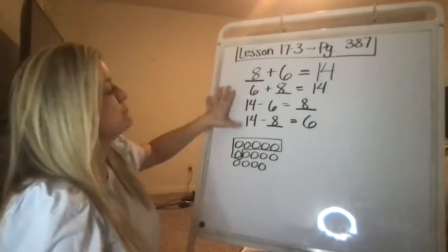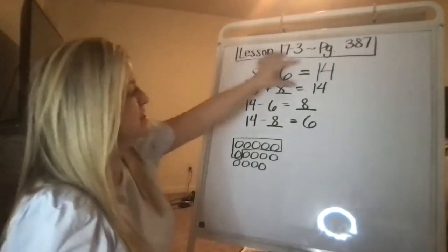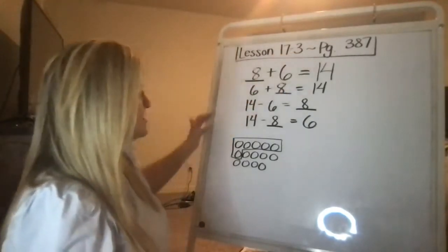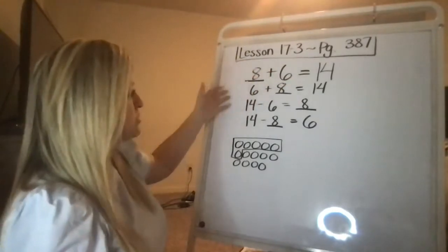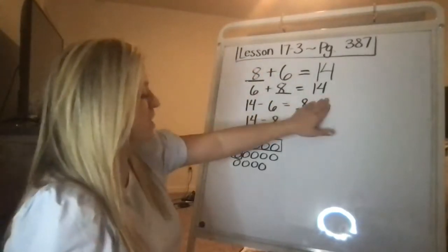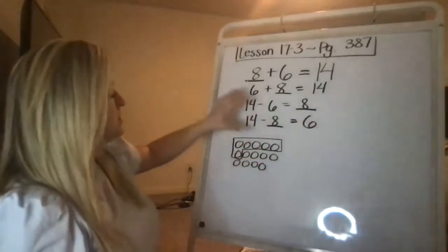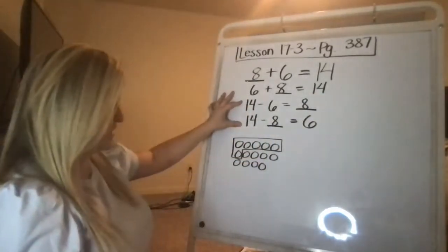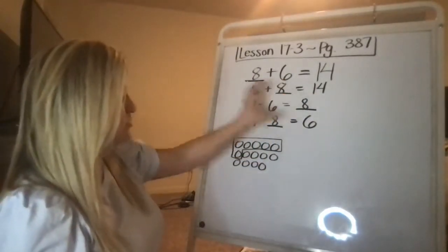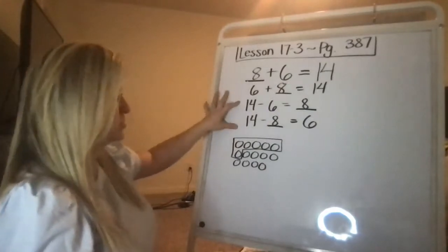If you will notice, a friendly reminder, our addition equations end with the biggest number because we're starting with these two smaller numbers. You're getting more, so you're going to end with the biggest number at the end. Subtraction starts with the biggest number because you're breaking it down, you're taking away, you're giving, you're losing.